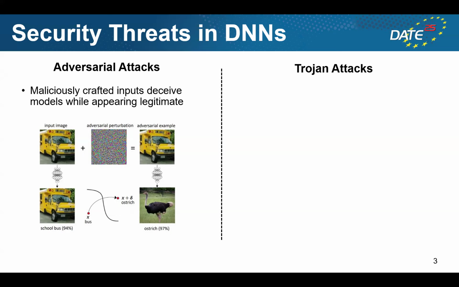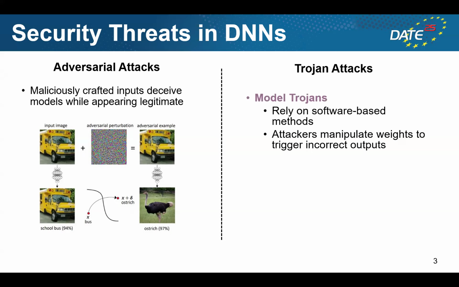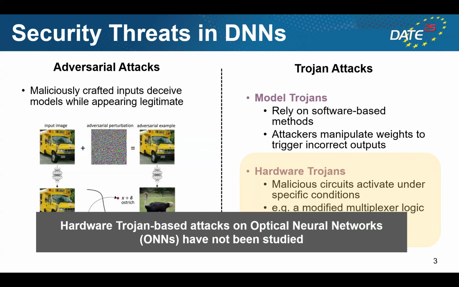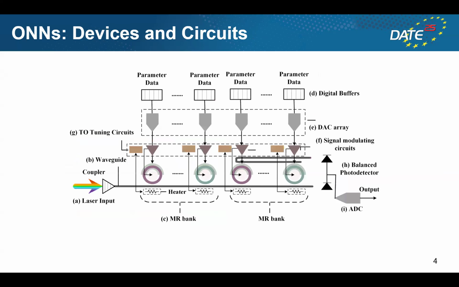These first can be classified into model Trojans and hardware Trojans. Model Trojans rely on software-based methods where the attackers manipulate the weights to trigger incorrect outputs, for example. Hardware Trojans, on the other hand, can be malicious circuits that activate under specific conditions. So, for example, this can mean having a modified multiplexer logic that completely disrupts the execution. So, SafeLight in specific focuses in this work on hardware Trojans, and prior to this work, hardware Trojan-based attacks on optical neural network accelerators have not been studied before to the best of our knowledge.